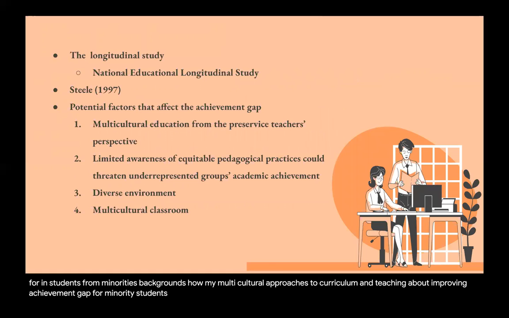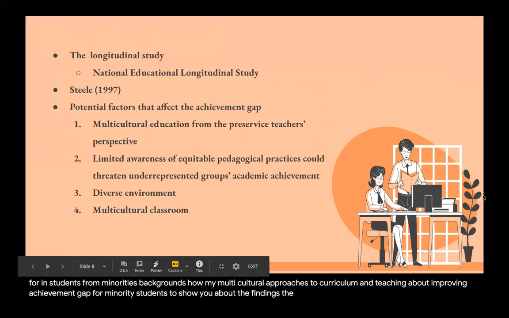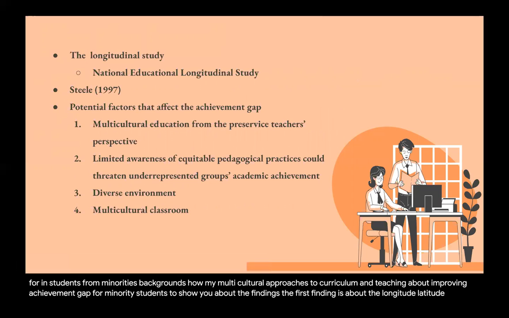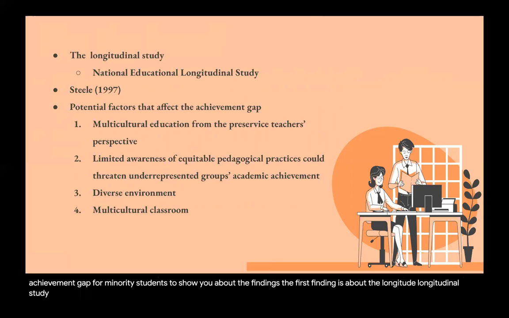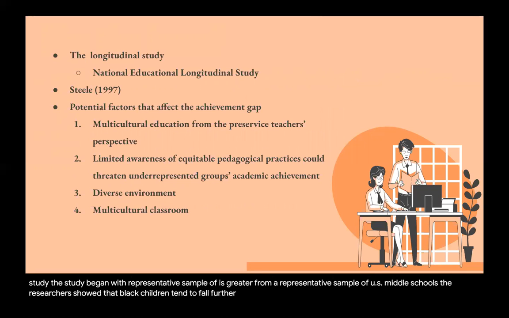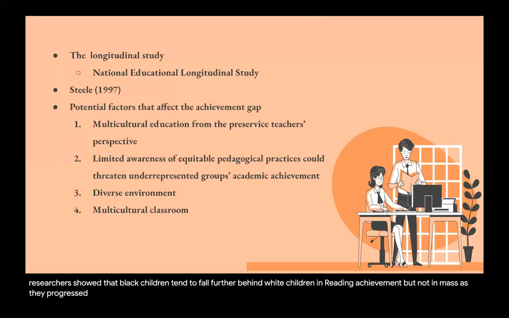Now I want to show you the findings. The first finding is about a longitudinal study. The study began with a representative sample of 8th graders from a representative sample of US middle schools. The researchers showed that Black children tend to fall further behind white children in reading achievement, but not in math, as they progress through high school. They also did not report on science achievement changes that might occur during secondary school.